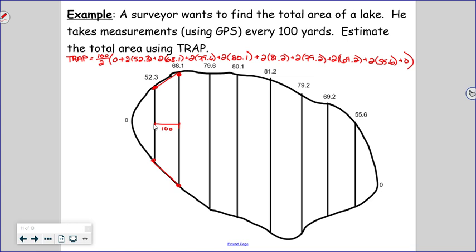Okay. Before we see our very last thing today, any questions on trap or your trapezoidal approximation? Yes.